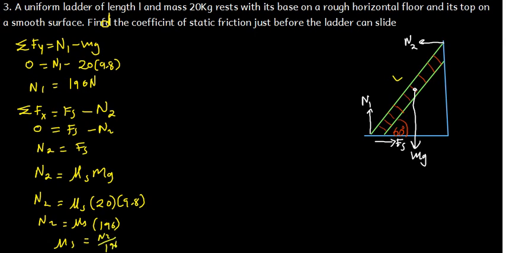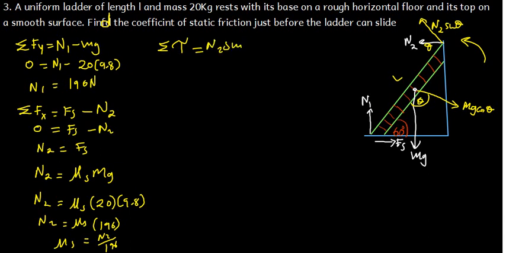Alright, now let's look at the torques acting on this object. If we make a force making 90 degrees to this surface, of course this is theta, this is going to be N2 sin theta. We can make a force making 90 degrees also to the ladder. This is going to be mg cos theta, because this is theta here.